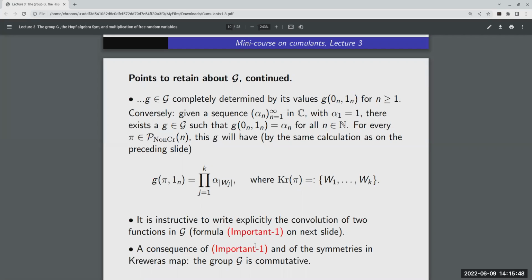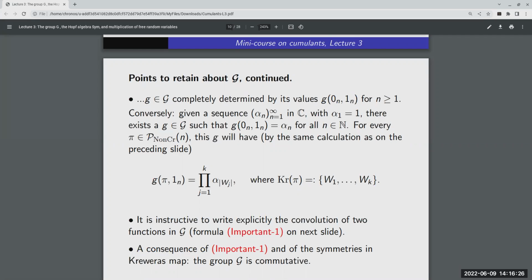There is an important formula which is about to come up. It is going to come up about 4 times. The important one comes when you check the convolution of 2 functions from G. Let me say right away, because there is not going to be room on the next slide: when you see this formula and consider the symmetry of the Kreweras map, that it preserves the sizes of blocks because it is a cyclic rotation of the labels, you get the relevant fact that this group is commutative, unlike G twiddle, which is much bigger and not commutative.